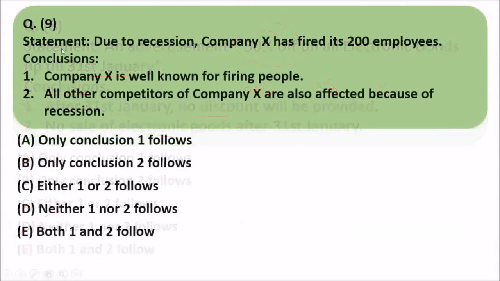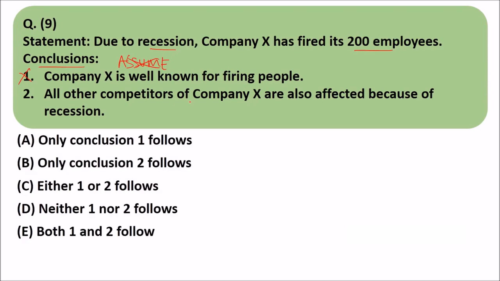Moving on. Statement: due to recession, company X has fired its 200 employees. Conclusions: company X is well known for firing people. All other competitors of company X are also affected because of recession. Over here again, first conclusion: company X is well known for firing people. Statement is that due to recession, company has fired 200 employees. We do not know the history of the company, whether it is famous for firing people or hiring people or anything like that. So this does not follow. We cannot assume anything. This is nothing but assumption. Okay, we are pre-assuming or assuming that the company is known for firing people.